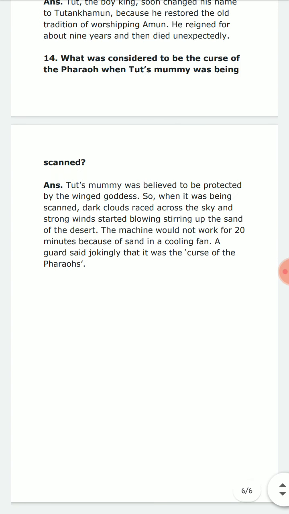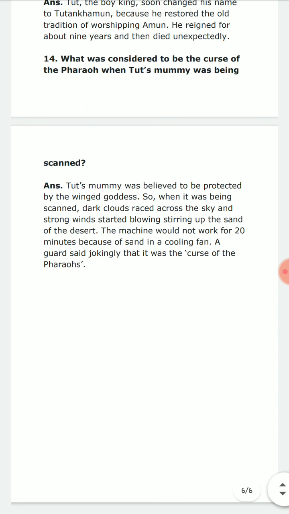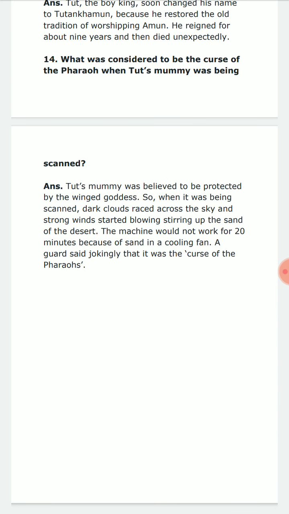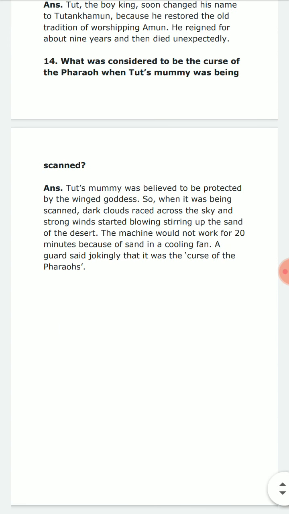Dear students, I am moving on to the last of the short questions, question number 14. What was considered to be the curse of the pharaoh when Tut's mummy was being scanned? Very, very important question. Let me repeat the question so that you can listen to it properly. Tut's mummy was believed to be protected by the winged goddesses.